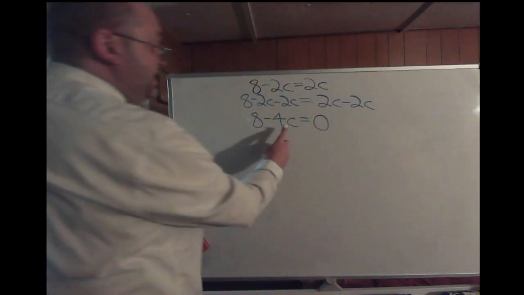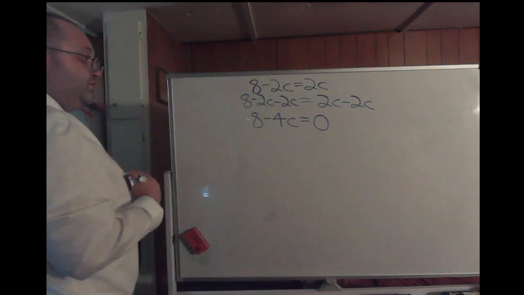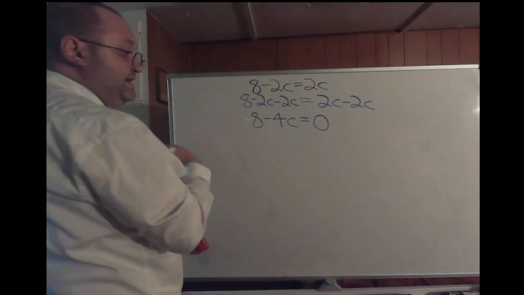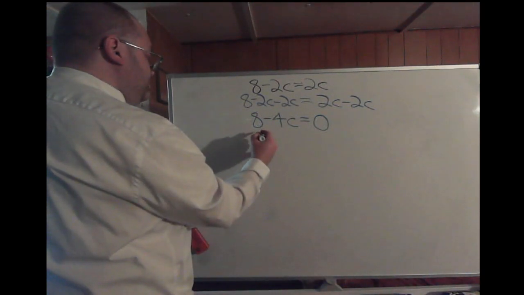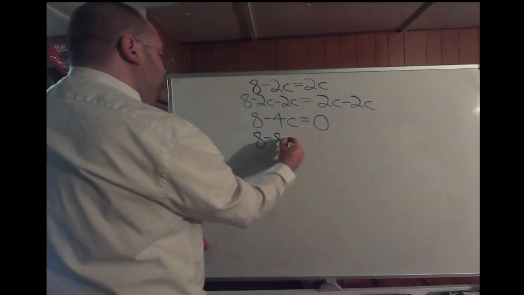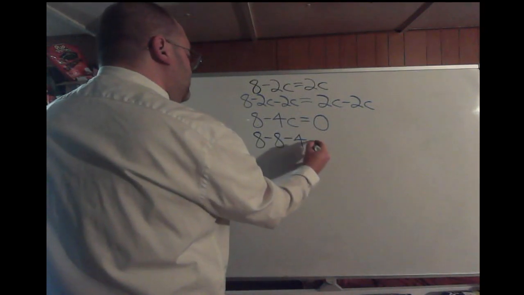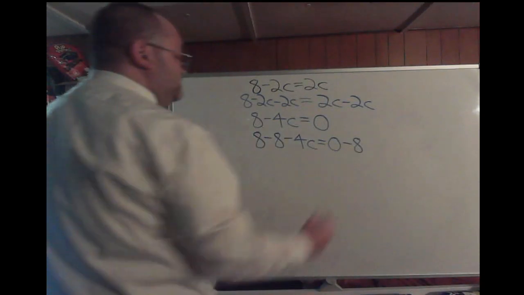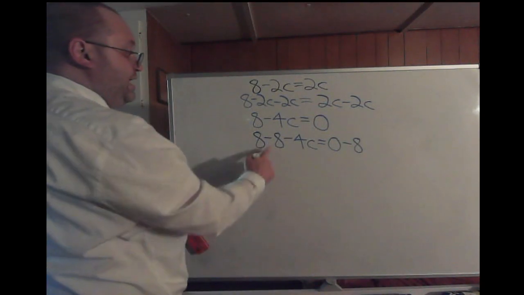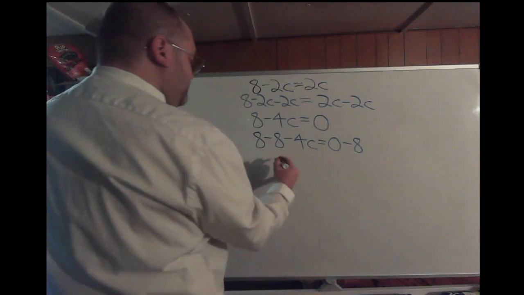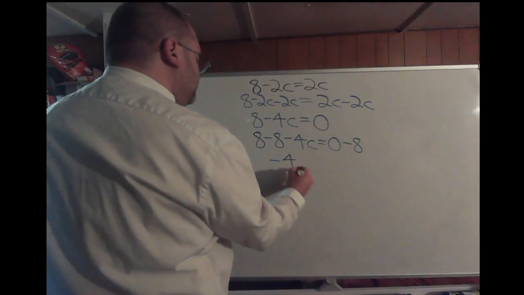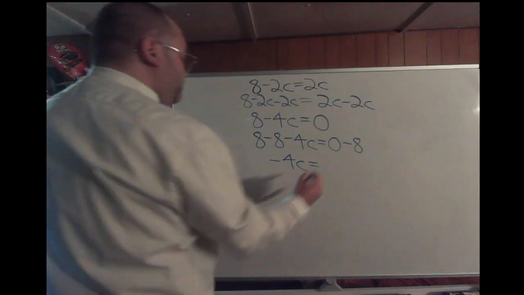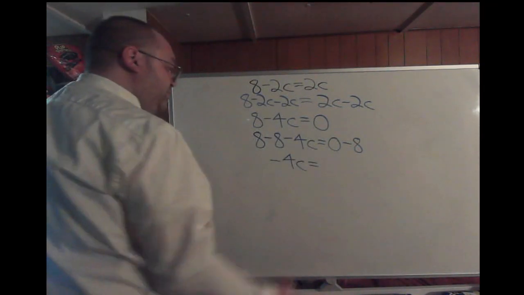Now we need to get that negative 4c by itself. We have a positive 8, so we need to subtract 8. So you'll do 8 minus 4c is equal to 0 minus 8, because we also have to do it to the right-hand side. Well, 8 minus 8 is 0. You're just left with a negative 4c by itself. So negative 4c equals 0 minus 8. Well, that's negative 8.